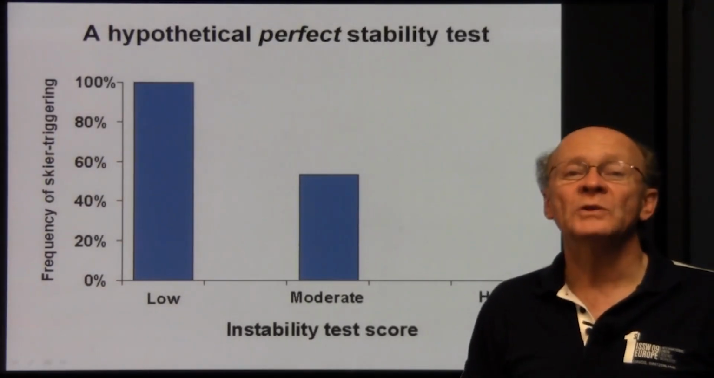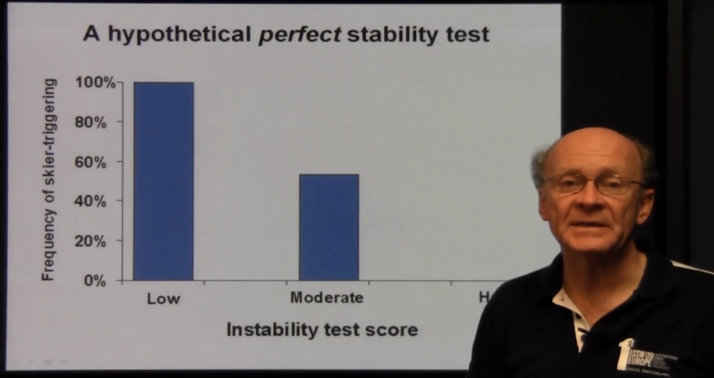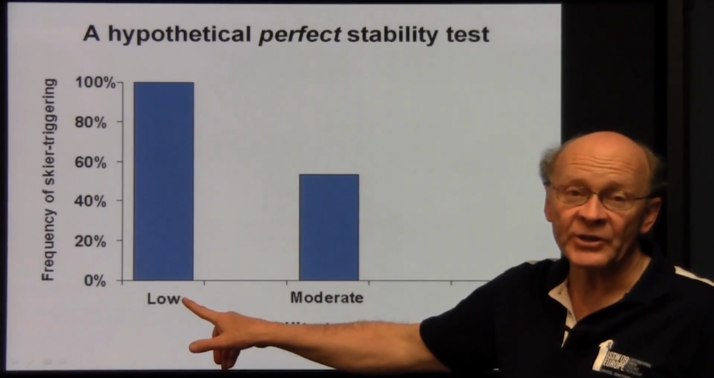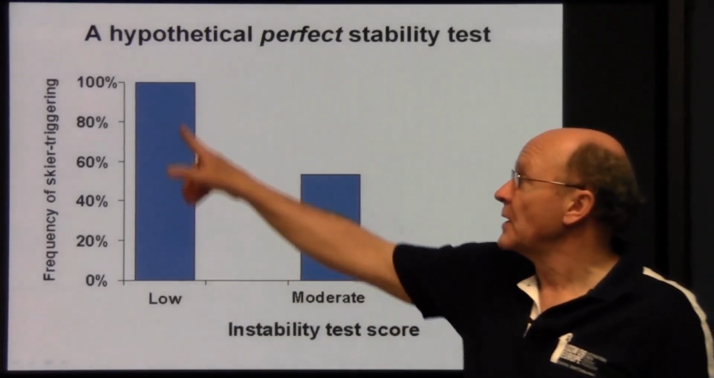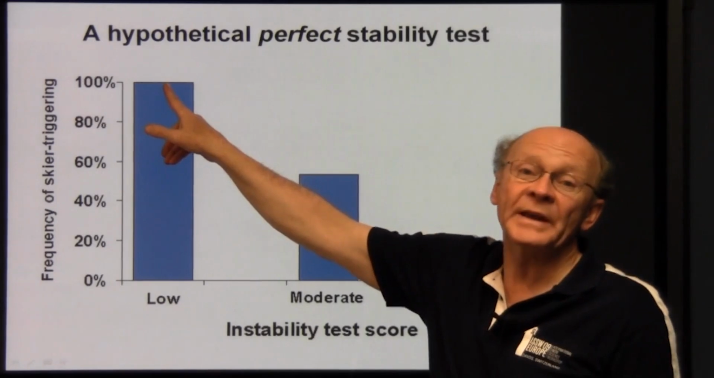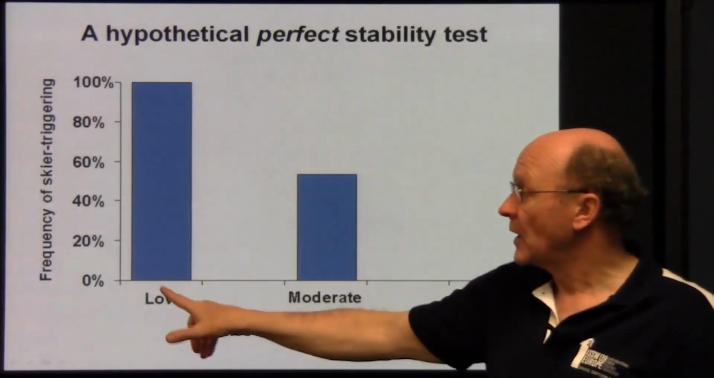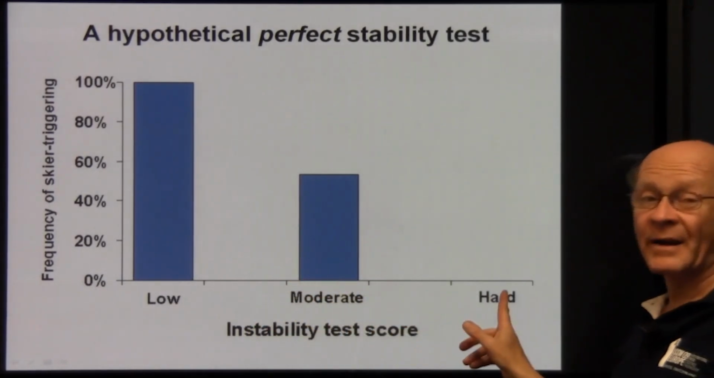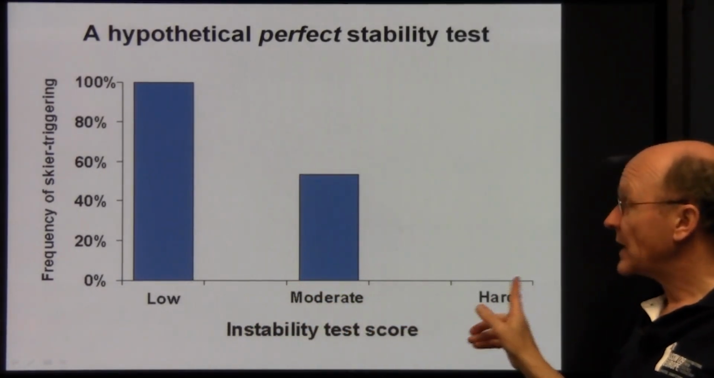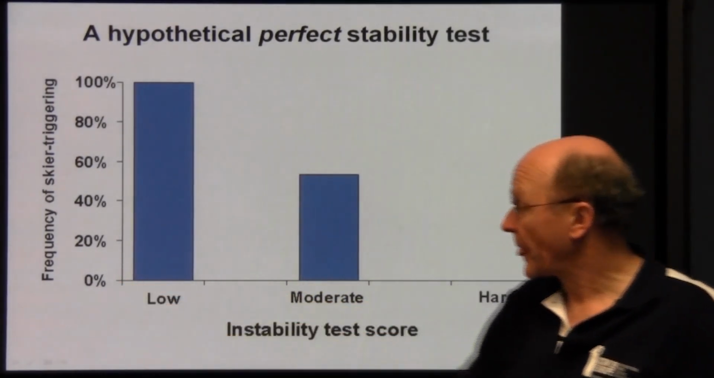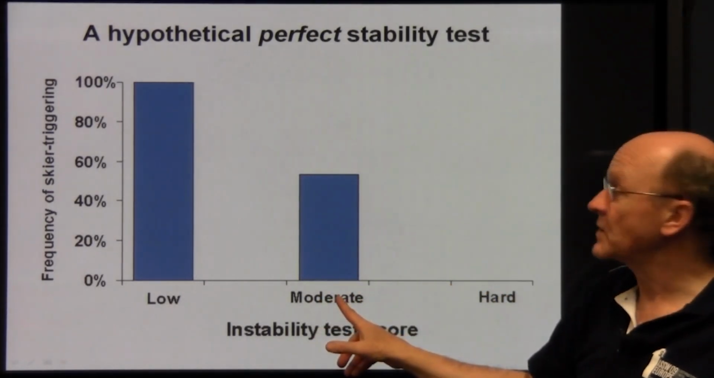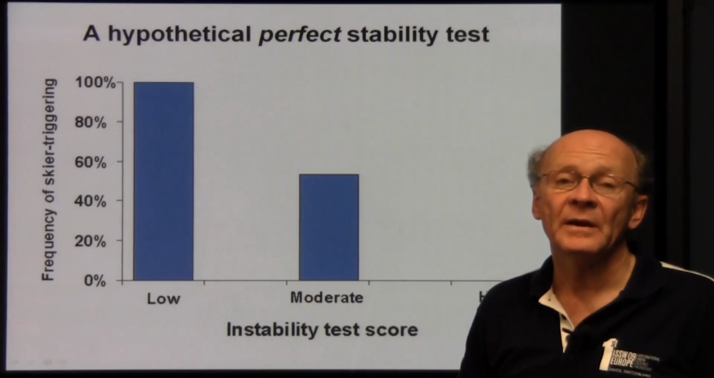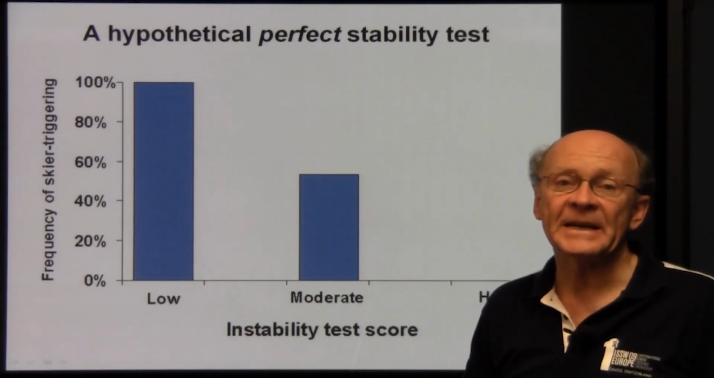Now, let's suppose we had a perfect instability test. When we did the test and applied a low force to get a fracture, if every time we got that result, we skier triggered the adjacent slope. In other words, we had 100% skier triggering whenever we applied a low force to get a fracture. Whenever we applied a hard force to get a fracture, we got 0% skier triggering. And then perhaps for some moderate force applied, we would see some intermediate value of skier triggering. That would be an ideal or a perfect instability test.